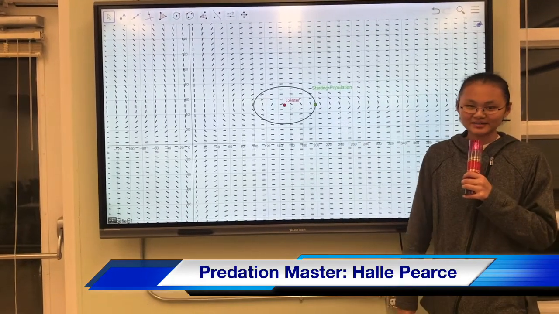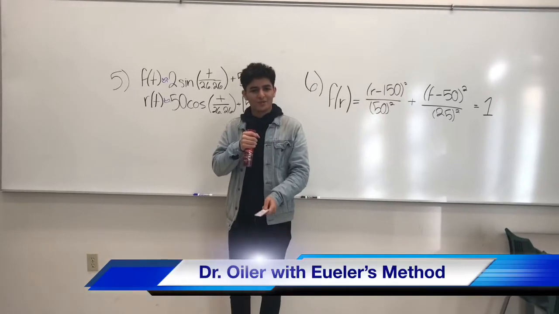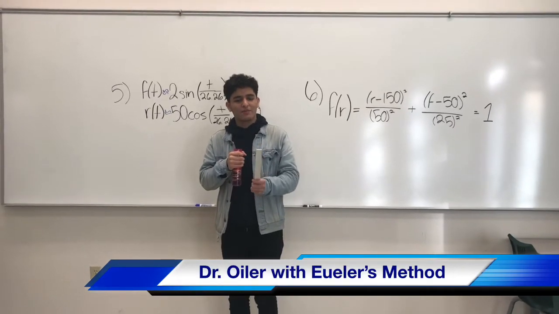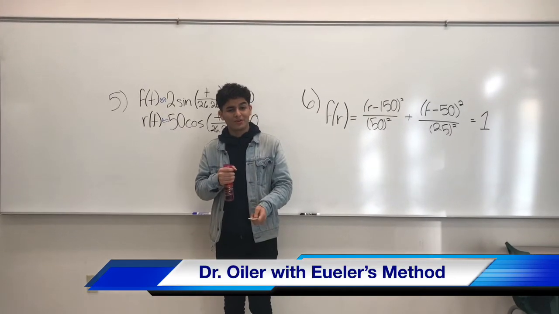Now back to you, Garrett. Thank you, Callie. We are now going to take a look at some very interesting graphs representing the populations of foxes and rabbits created by Dr. Euler. So what we want to do is model the behavior of our populations with mathematical equations.